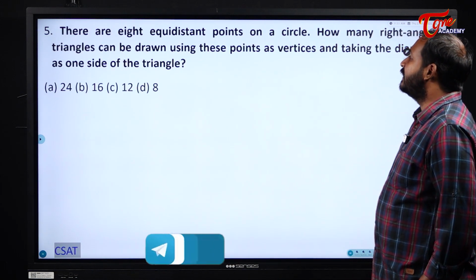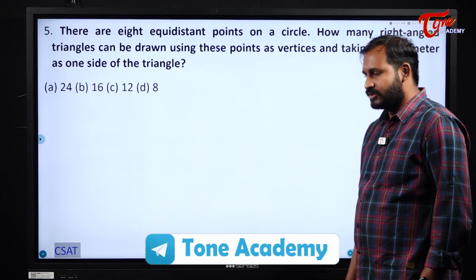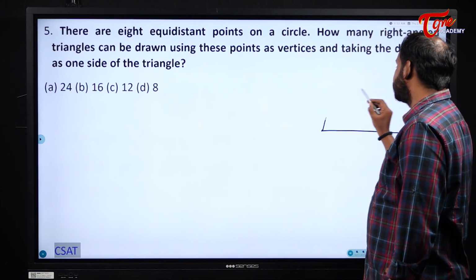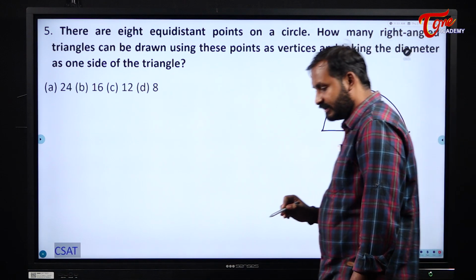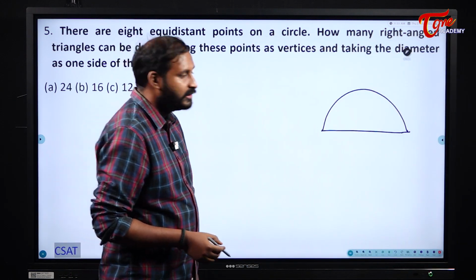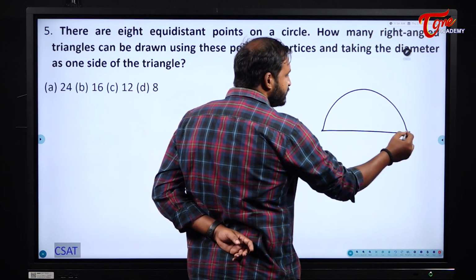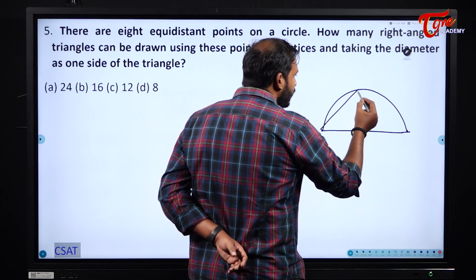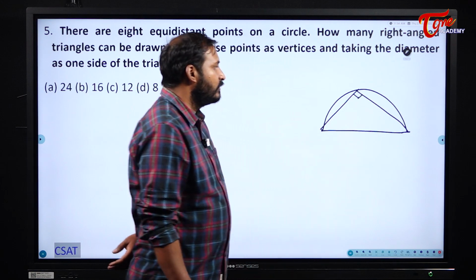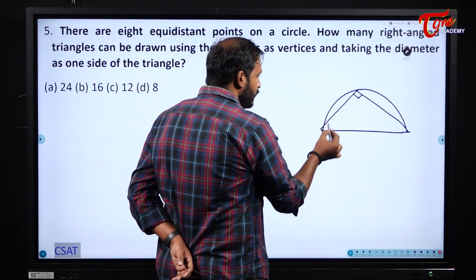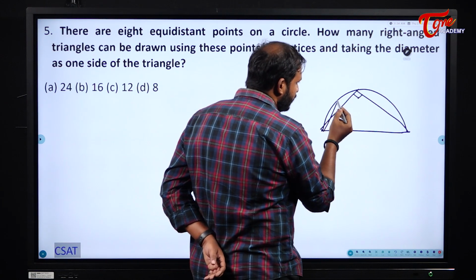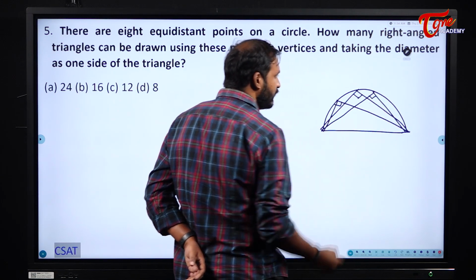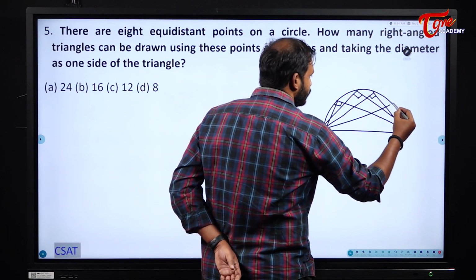Next. There are 8 equidistant points on a circle. How many right angle triangles? Before solving this question, we should have some basic knowledge about the semicircle, students. In a semicircle, if you draw a triangle taking this diameter as a side, definitely all the triangles will be right angled triangles. There is no doubt in that.